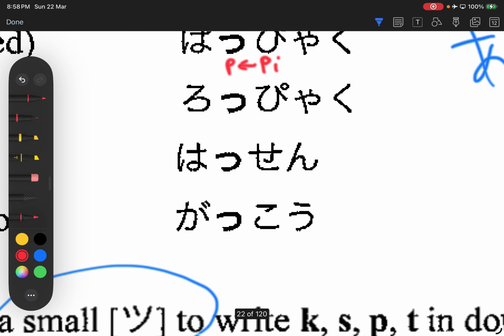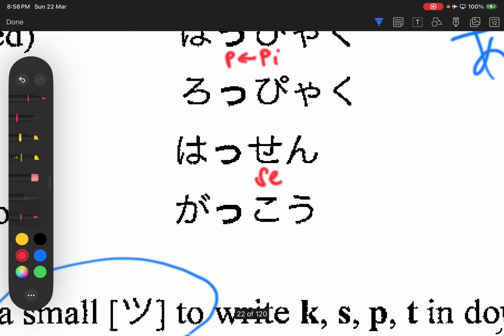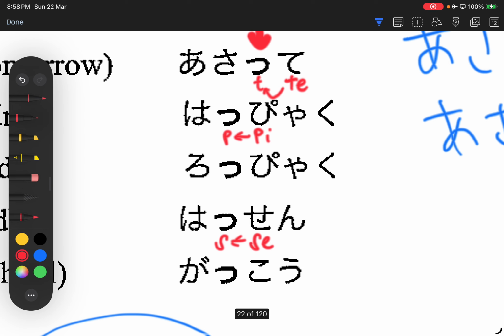Okay, so for example, this is se. So the small tsu in front of it will borrow the S. So it will have a double S sound. Hassen. So all these double consonants, they are all using the same letter to represent. They are all using this small tsu. Right? How we know the sound? We see the next letter. We see the next hiragana character. Then we know the sound.